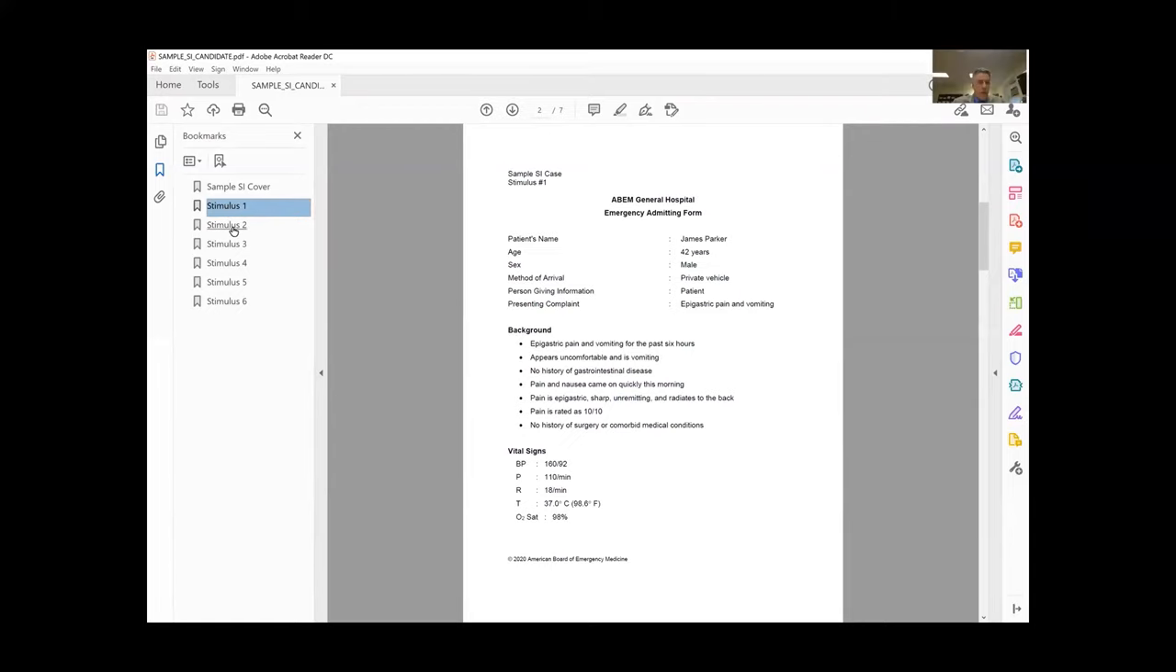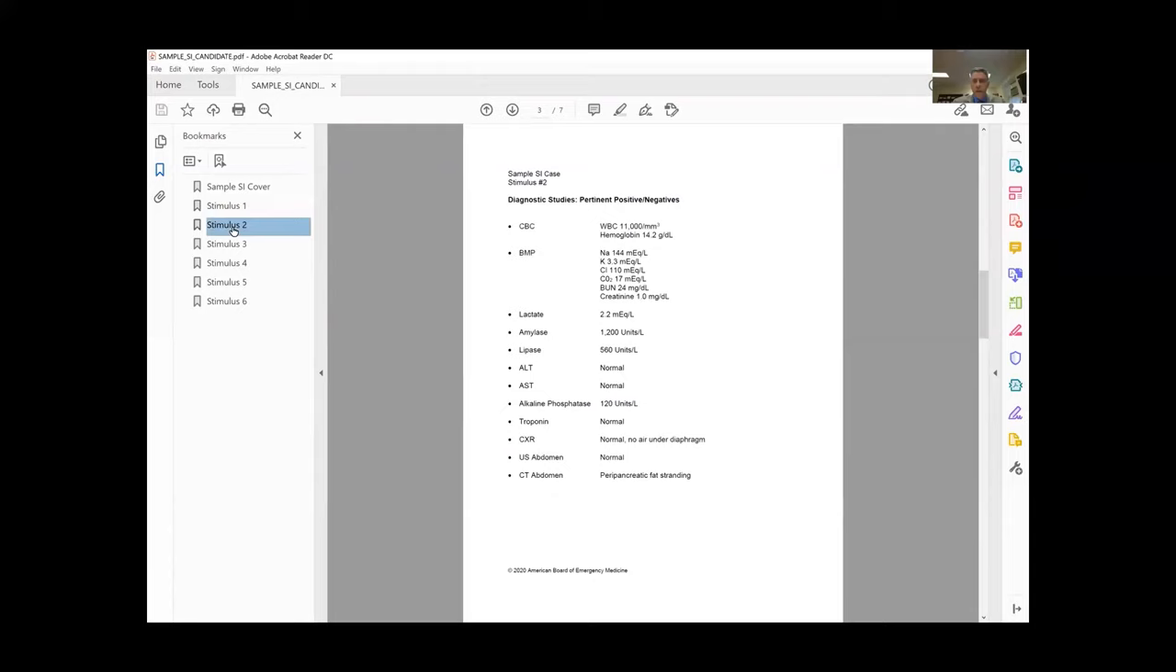All right, doctor. Here are the results of the lab and imaging studies. Okay, a little bit of a white count. Hemoglobin looks normal. Well, lipase and amylase, very elevated. Okay. All right, doctor. Based on what you know now, what treatment, if any, would you order?